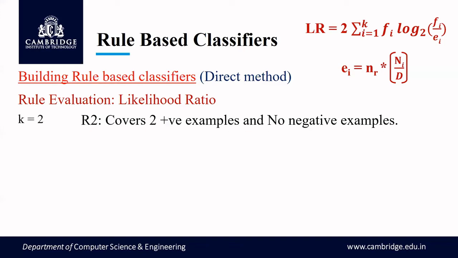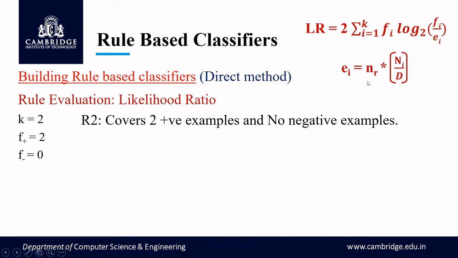F plus and F minus change, because as I told you, F plus and F minus are with respect to the given rule, correct? So here F plus will be equal to 2. Why is it so? Because the rule says that... so F plus is 2. And what is F minus? F minus is 0. That is because it says no negative examples are covered. So F minus is 0.